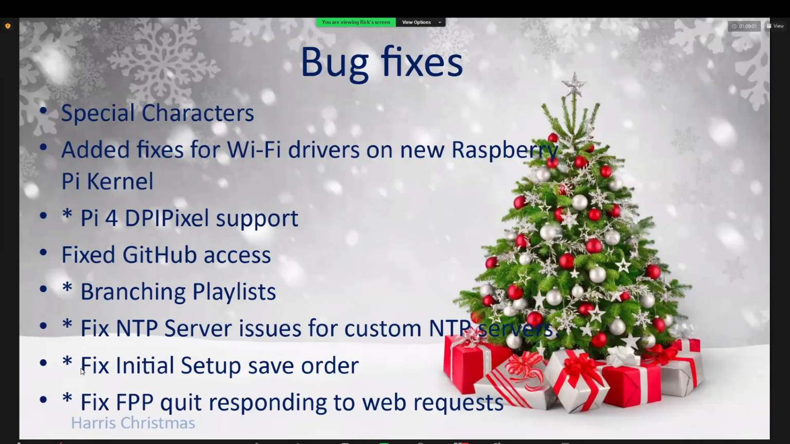And this one, the fix the initial setup save order, that was one that was problematic. If you logged into FPP for the initial setup using fpp.local, and then you went in and changed the host name, it would save that host name immediately on the device. Well, you're still actually logged into the fpp.local, which basically no longer exists. So anything else that you did from that wasn't saving because you weren't linking to it. So they changed the save order so that that would work.